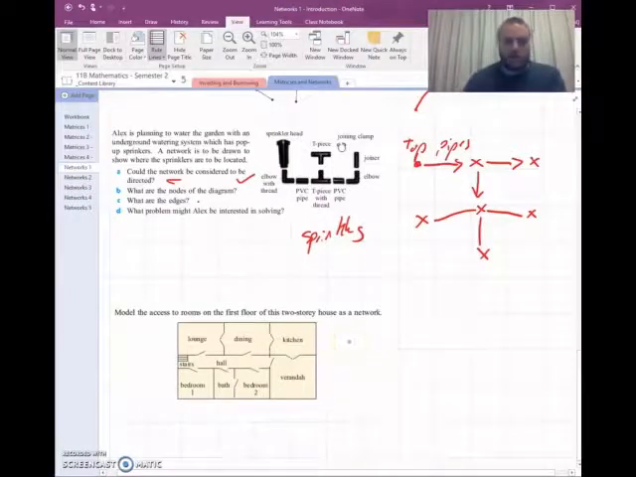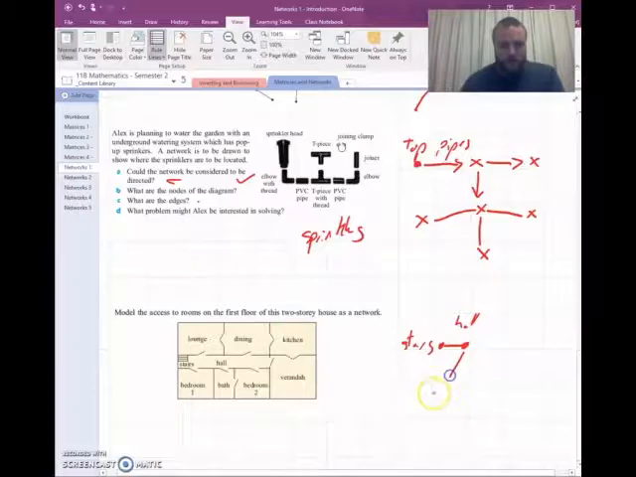So in this case, the nodes or the vertices are each of the rooms. So the veranda connects to the kitchen, which connects to, and then we've got the hallway goes to the dining room, but the dining room also connects to the kitchen. And finally, the hallway connects also to the lounge room.